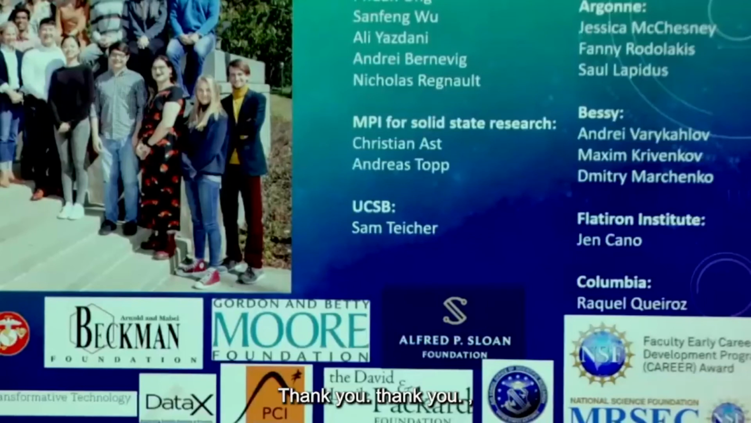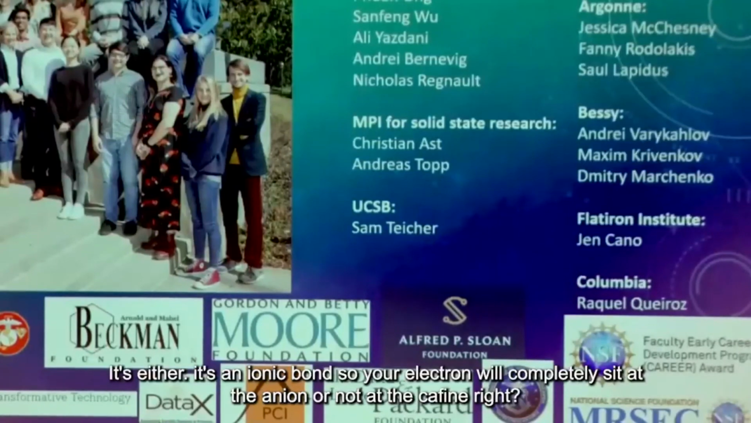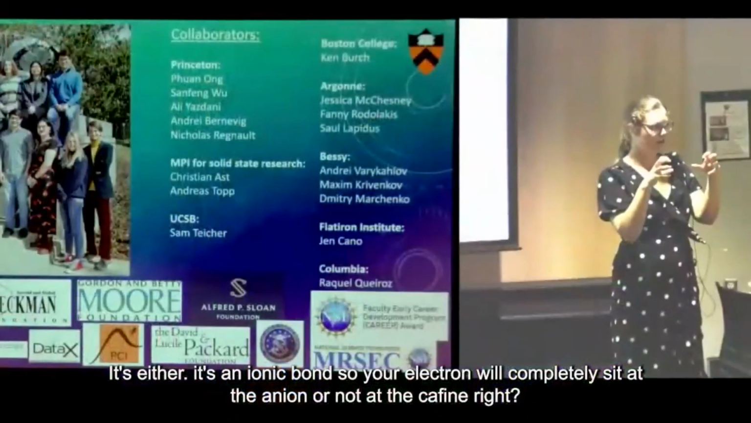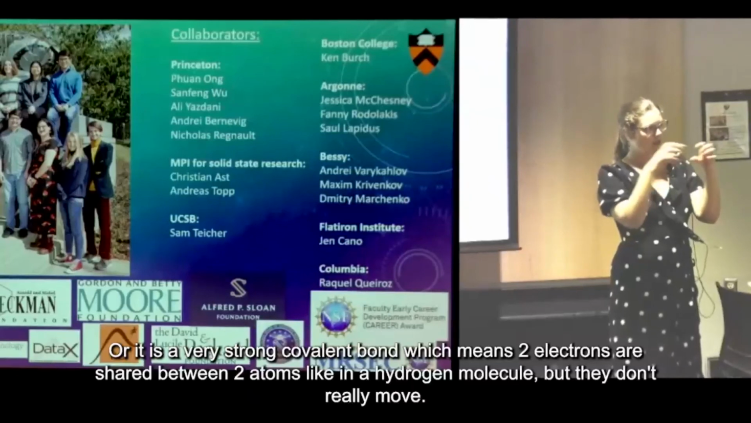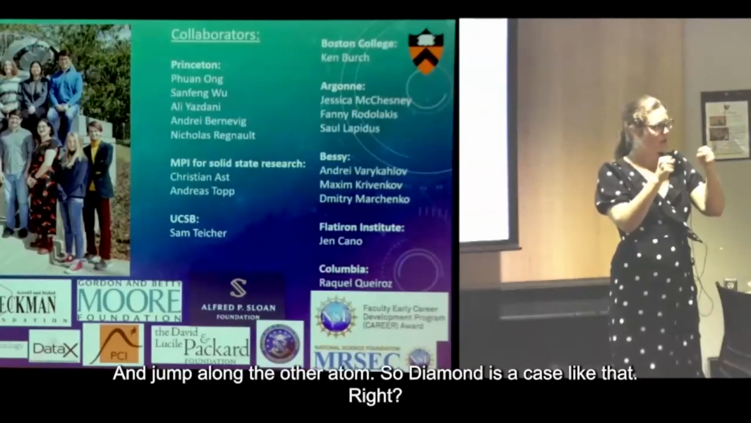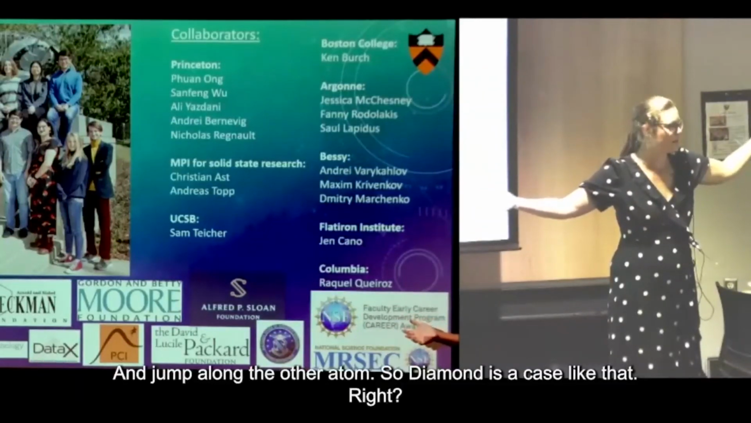I just have a really basic question. You mentioned a lot about localization. I wonder what exactly localization means in this context. Yeah, good point. There's probably also a difference in chemistry. In chemistry, we say a bond is localized when it's either an ionic bond, so your electron will completely sit at the anion and not at the cation, or it is a very strong covalent bond, which means 2 electrons are shared between 2 atoms, like in a hydrogen molecule, but they don't really move and jump along the other atoms. Diamond is a case like that, right?